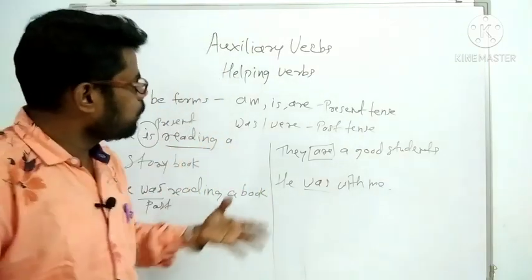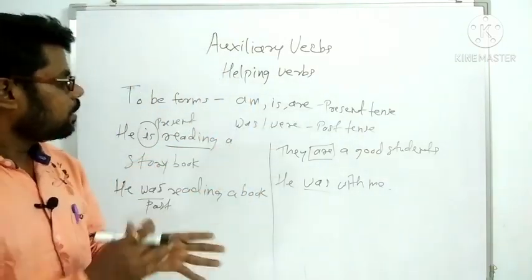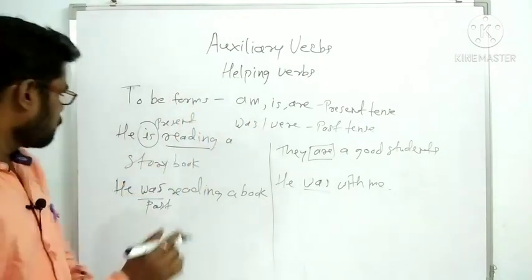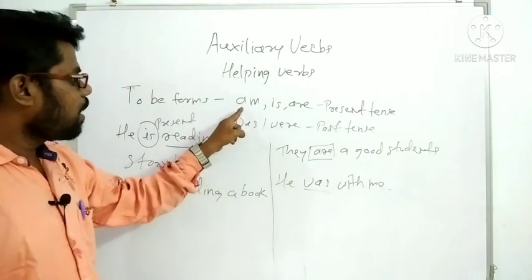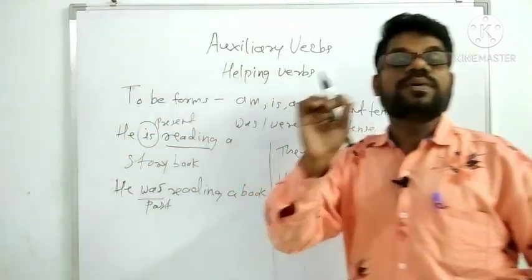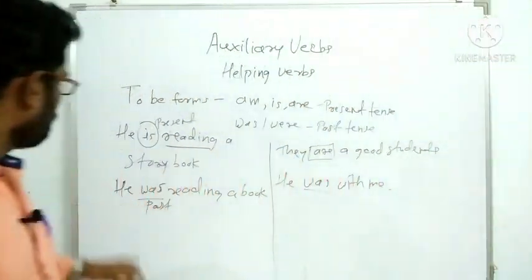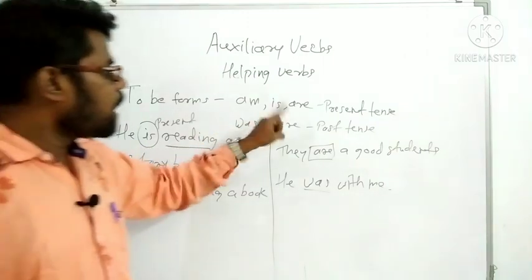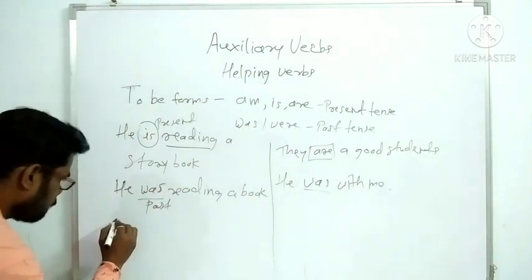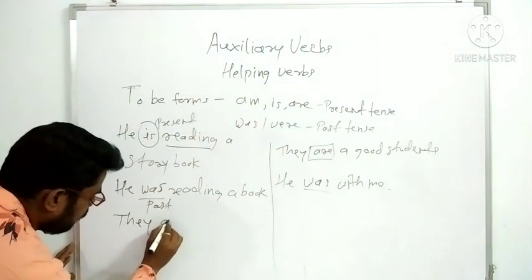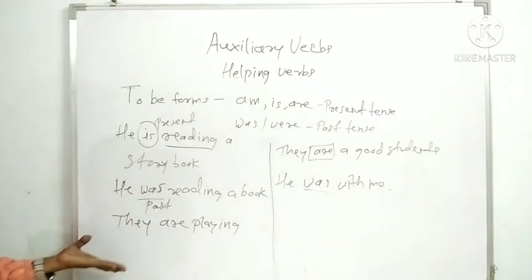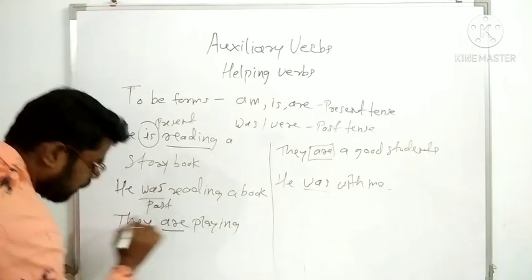Okay, now after all we use how to use where. So here, am we use after a singular subject, after a singular noun. He is. Okay, am we use after only I. Here, is we use only after a singular noun, as we use here, he is. Okay, and are we use with plural nouns. So see, they are playing. They are playing. So for a plural subject we use are.